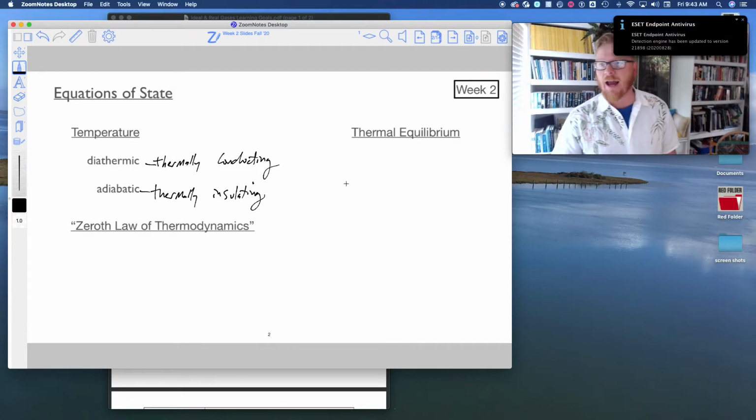It's not perfectly adiabatic. Go away, endpoint antivirus.